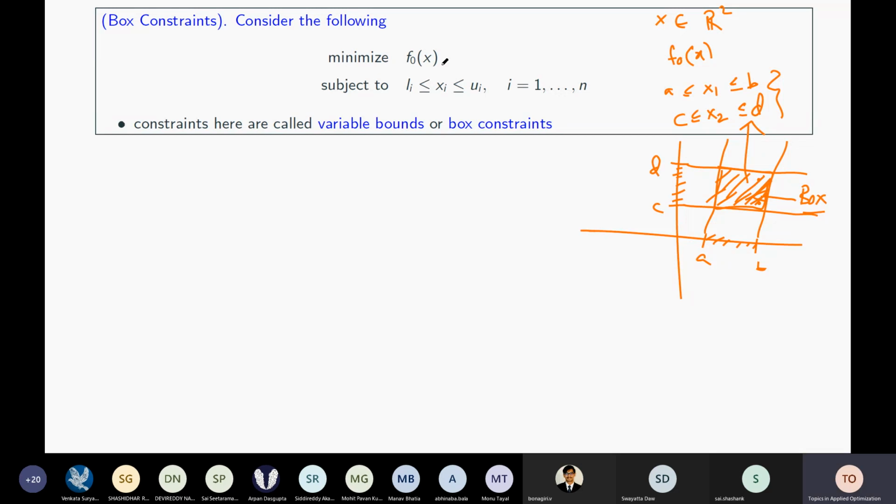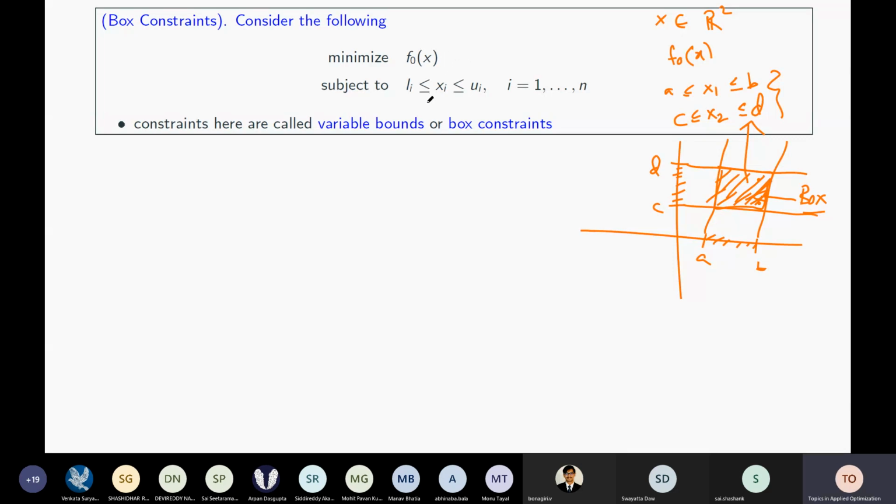So this will be a higher dimensional box if n is greater than 2. You have a cubic constraint, then a hypercube-like constraint, a higher dimensional cube, and so on. Now, if you see, this is not really in standard form, right?